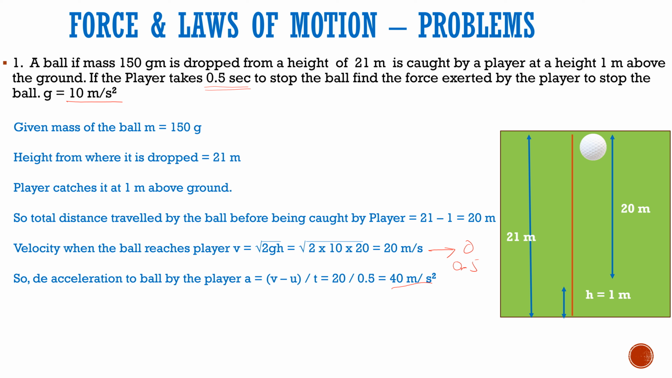So if we already know the mass, we can find out the force that is being exerted by the player on the ball to bring this deceleration, which is nothing but mass into the acceleration, and here we have divided by 1000 because mass is in gram. So we get 6 Newton is the force.